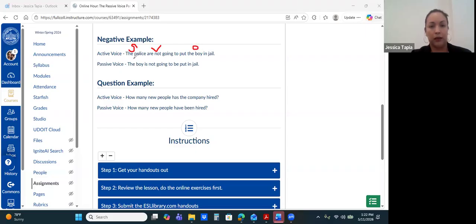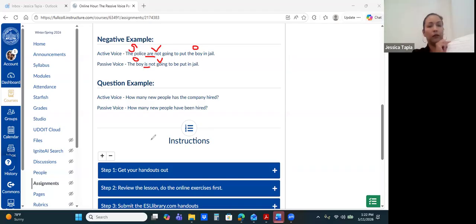Now, when we make it passive, we keep our object, the boy, and we keep our verb, going to be put in jail, right? But of course, we do have to adjust because now instead of are, we are using is, because the police are the police. There are many people who are the police, right? The boy is just one boy, so is not going to be put in jail. Okay, and that is the answer to your first one here.